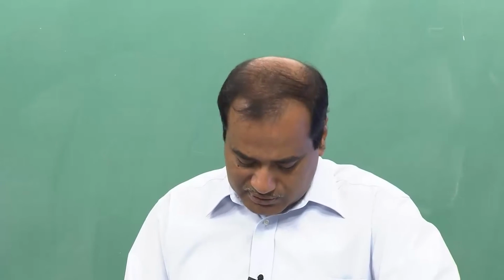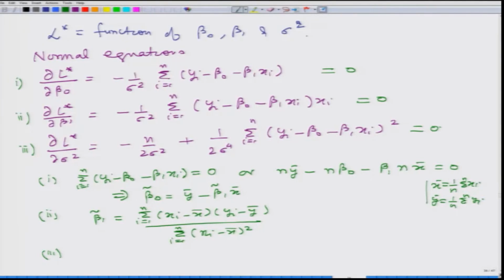Now solving the third equation, we get the value of sigma square as 1 over n summation i goes from 1 to n of (y_i minus beta 0 minus beta 1 x_i) whole square. This value is known only when beta 0 and beta 1 are known to us. So I can replace beta 0 by beta 0 tilde and beta 1 by beta 1 tilde that we have obtained above. This becomes the maximum likelihood estimator of sigma square.